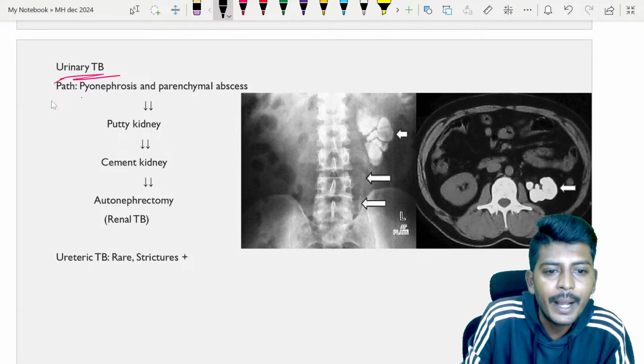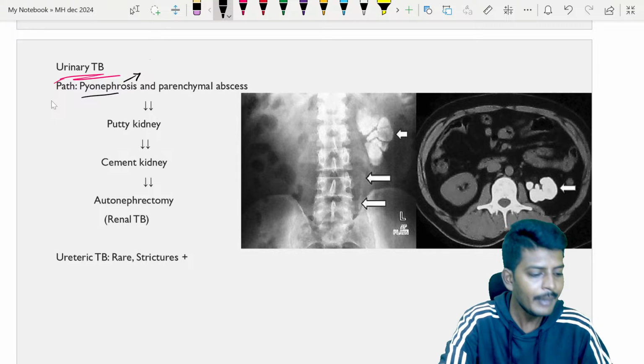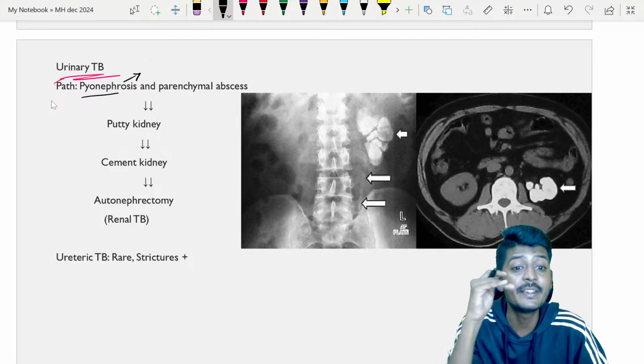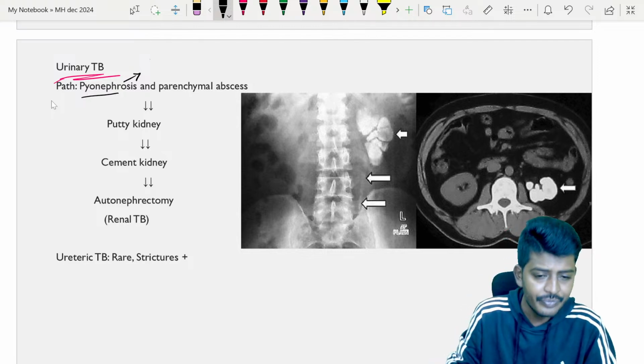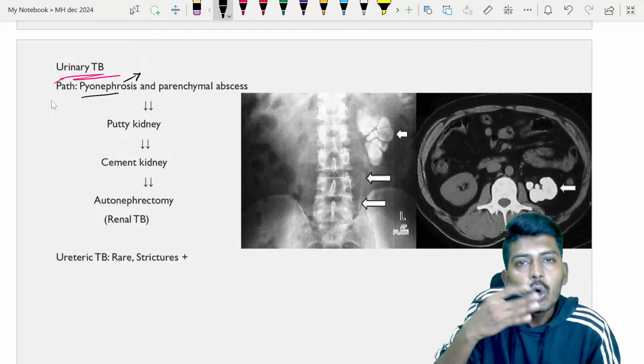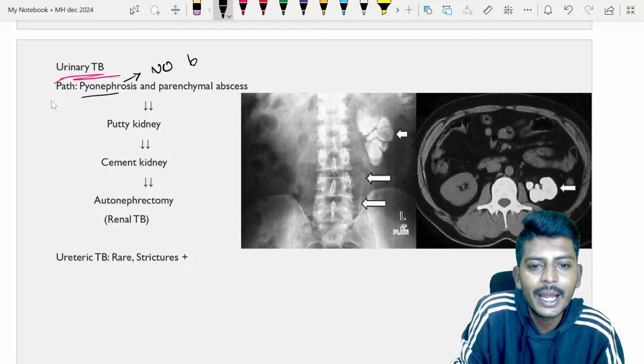Initially, the patient will have pyonephrosis. Pyo means pus in the urine, and not specifically pus around the kidney. Though there is pus, there are no bacteria in the urine.